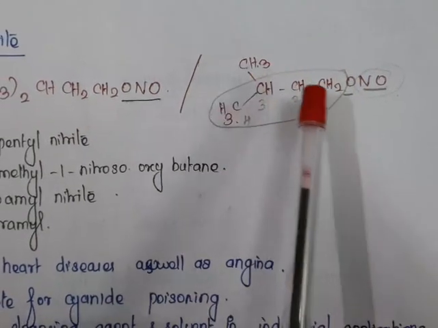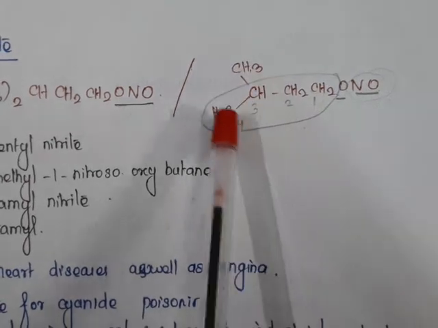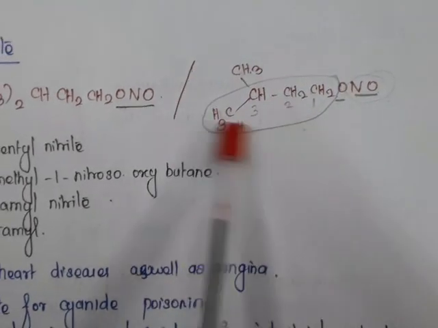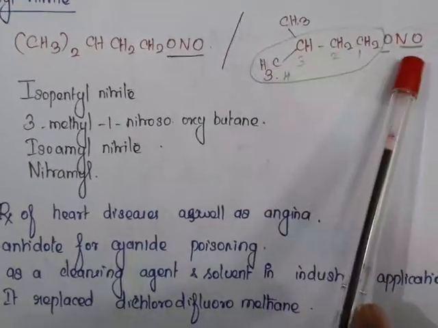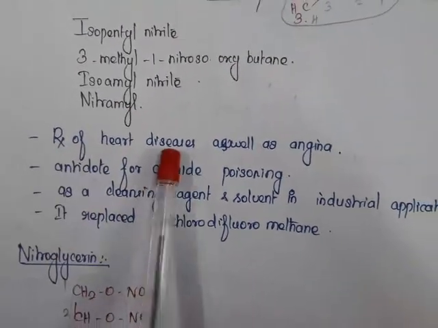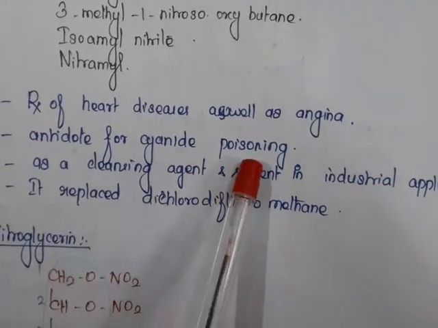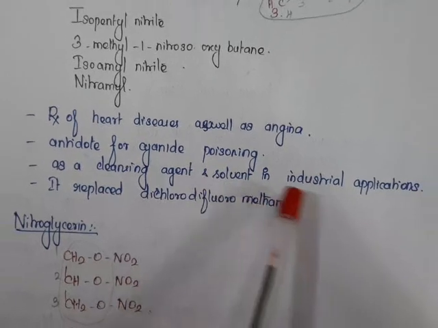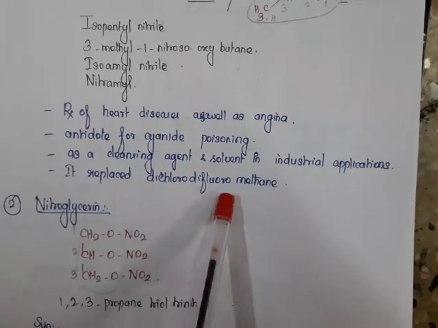5 carbons, but the first carbon is connected with one more CH. That's why it is called isopentyl. So isopentyl nitrate or isoamyl nitrate or nitramyl. We'll see the uses. Used in the treatment of heart diseases as well as angina, and also as an antidote for cyanide poisoning, as a cleansing agent and solvent in industrial applications, and it replaced dichlorodifluoromethane.